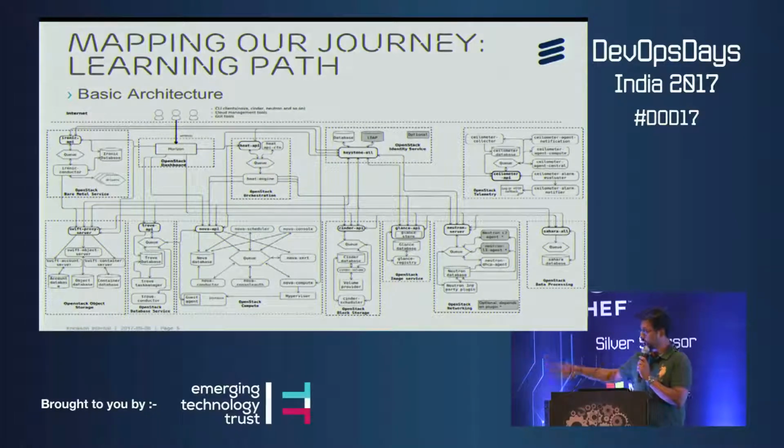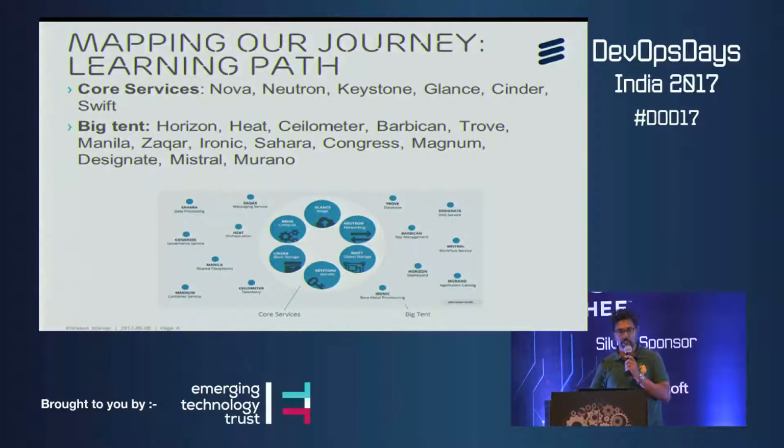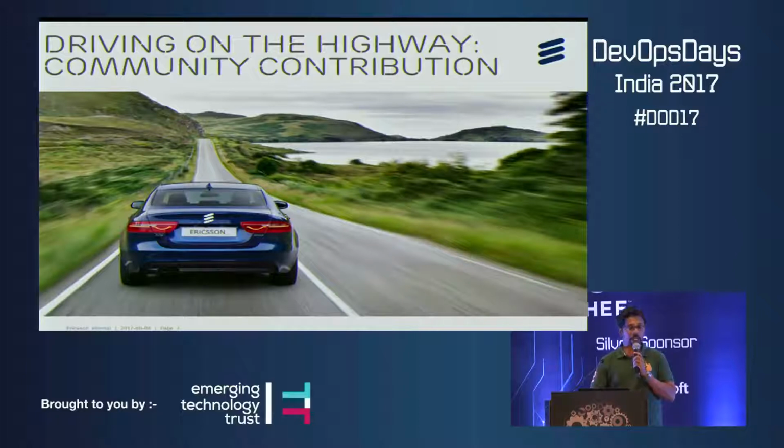This is a basic architecture, for one of the older versions. It's still simpler as compared to what is there now. You have the same set of core services that are present: Nova for compute, Neutron for networking, Keystone for identity, Glance for image services, Cinder and Swift for object storage, and some of the other projects which are present: Horizon for a dashboard, Heat for orchestration. You can explore.